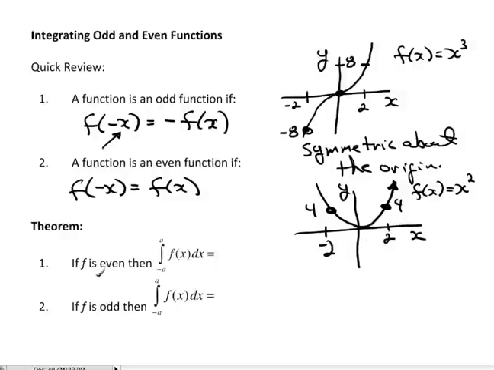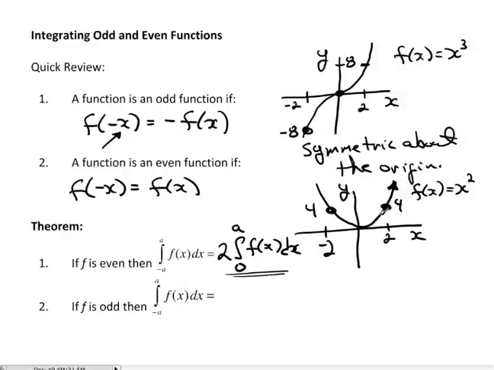Now if we identify f as being even, and we're going to integrate from negative a to a, then this integral from negative a to a of f of x is the same as twice the integral from 0 to a of f of x dx. Sometimes this is a much easier option to follow because whenever I have 0 as an upper or lower bound, it makes life easy to evaluate because I'm going to be evaluating some function at 0.